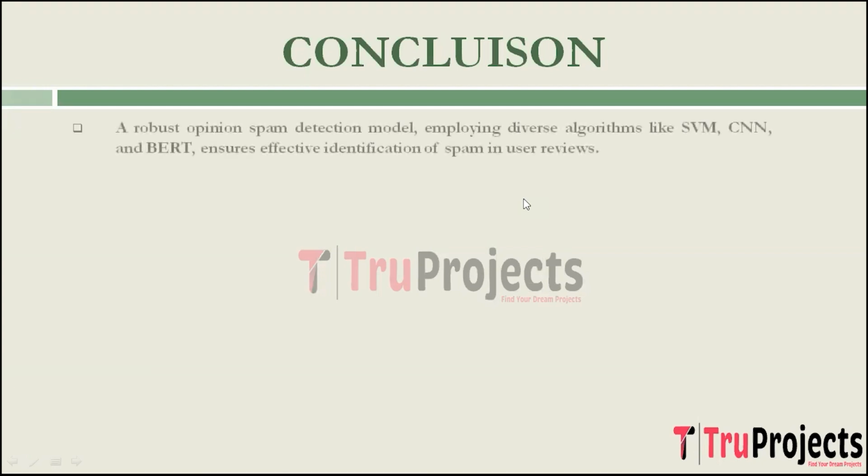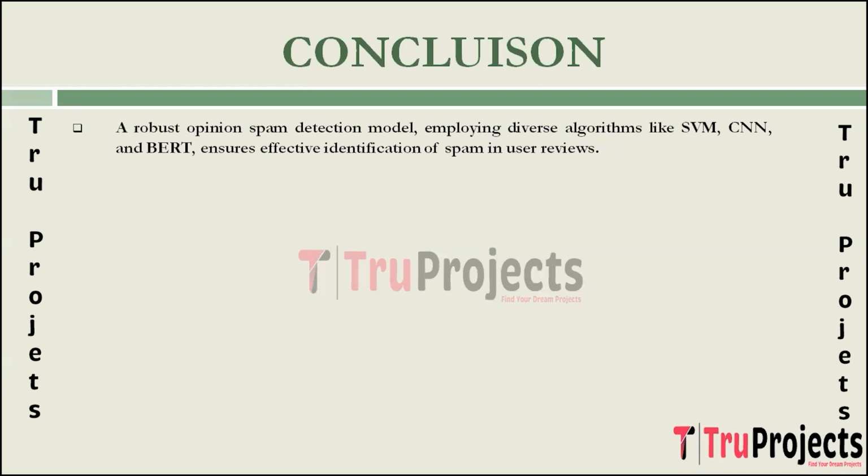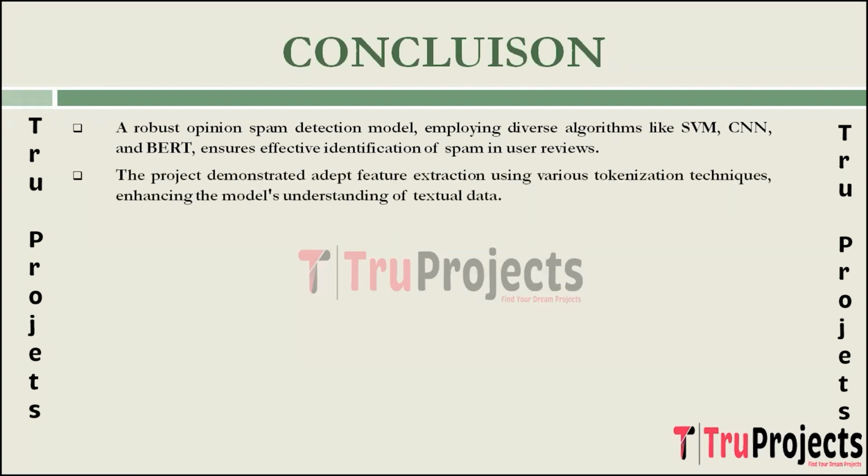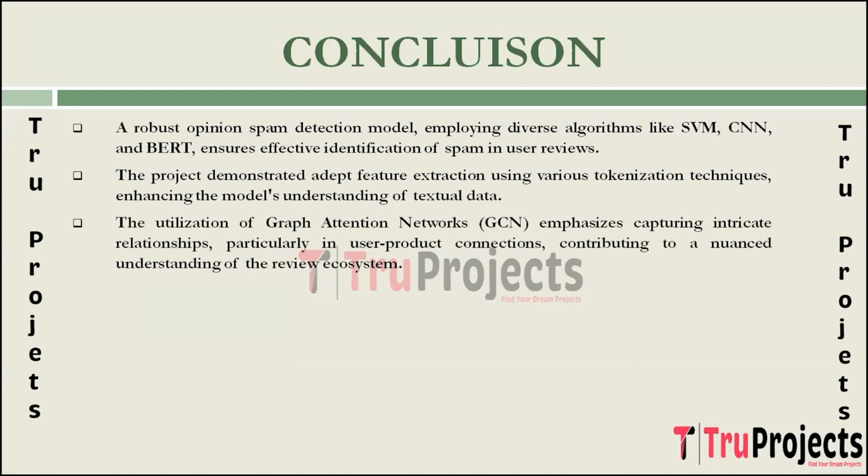Conclusion of the project. The project successfully developed a robust opinion spam detection model utilizing a diverse set of algorithms including SVM, CNN and BERT. This ensures a comprehensive approach to identifying spam in user-generated reviews. Through the application of various tokenization techniques such as Count Vectorizer, Keras Tokenizer and BERT Tokenizer, the project demonstrated effective feature extraction, enabling the model to process textual data more comprehensively. The use of graph attention networks highlighted the project's emphasis on capturing intricate relationships and dependencies in the data. This graph-based approach, particularly in modeling user-product relations, contributes to a more nuanced understanding of the review ecosystem.